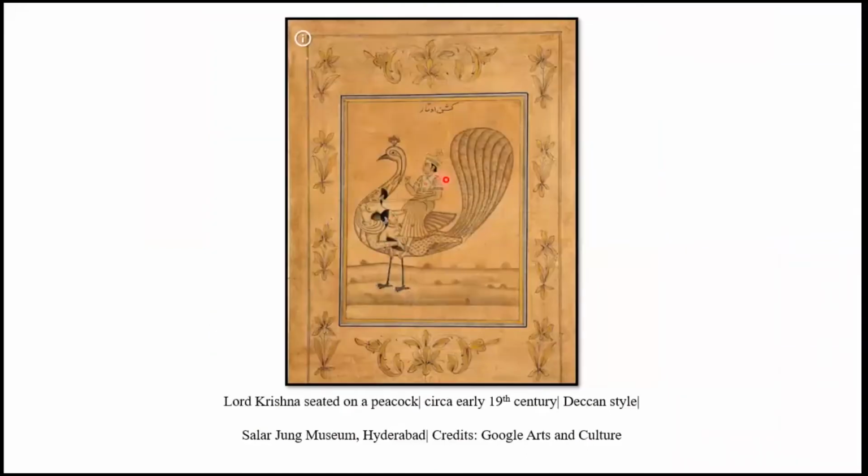Now, this cannot be a completely composite image because, as you can see, the peacock's face is the peacock, and its tail is also its tail. And there are only two female figures over here, but still, it's composite in some way. This is Lord Krishna seated on the peacock.